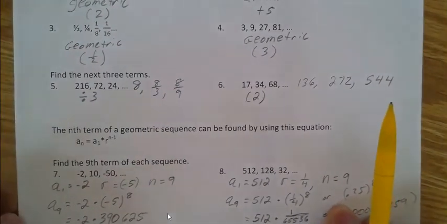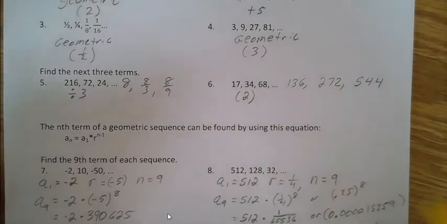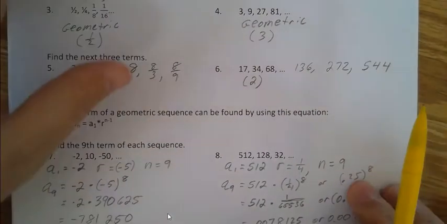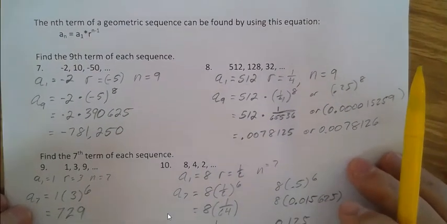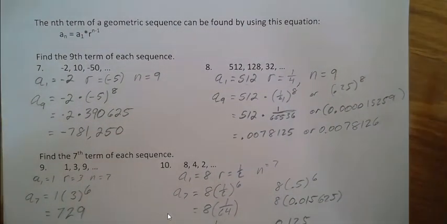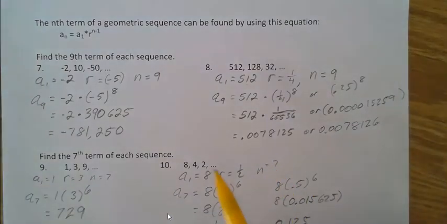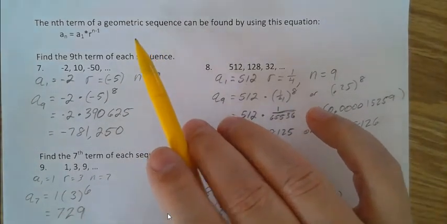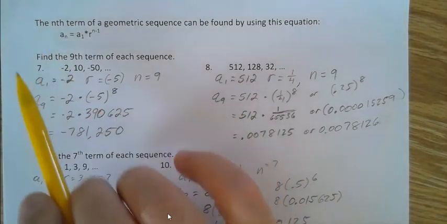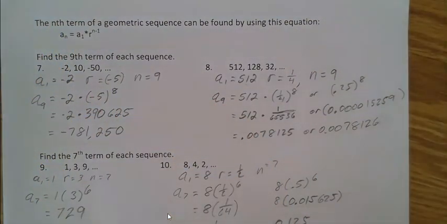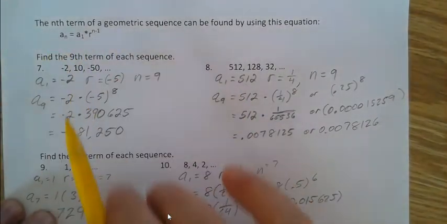Now, before we get into 7 through 10, you need to make sure you understand that we have an equation. You might want to think of it as a formula, but it's an equation for geometric sequences. This is the equation you're going to use when you want to figure out the nth term, the 10th, 20th, 30th term in a sequence. You can use this to figure that out.